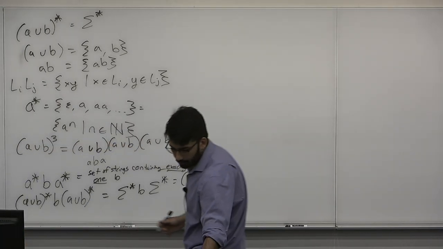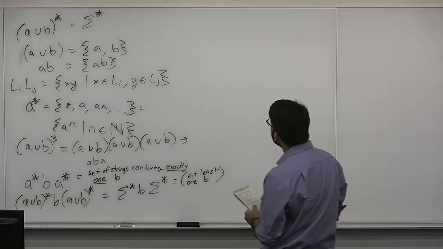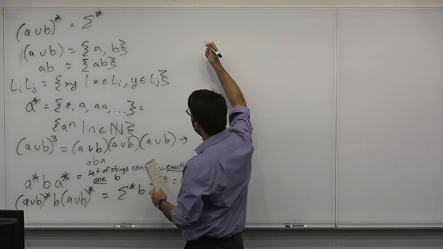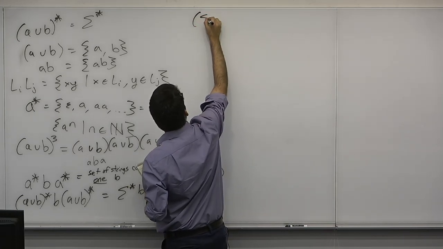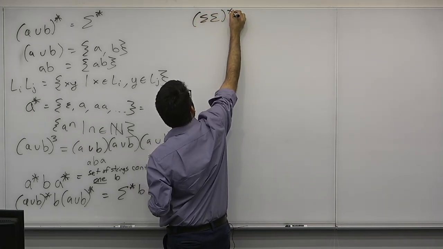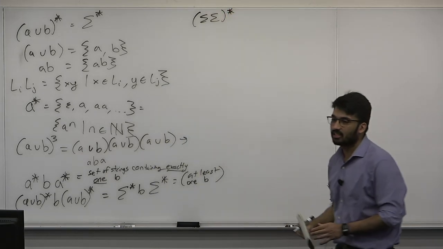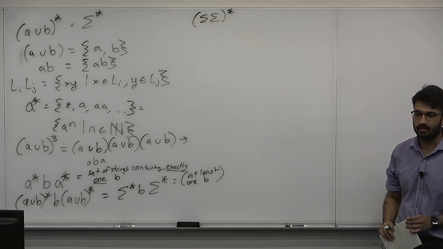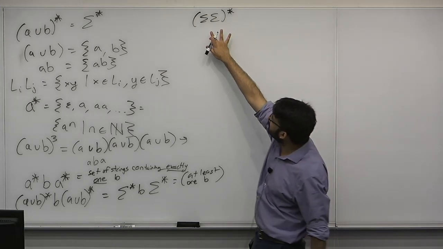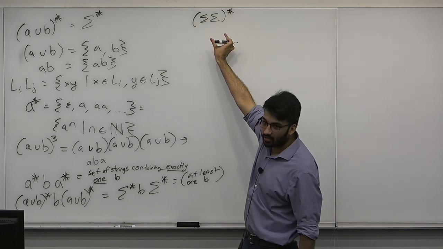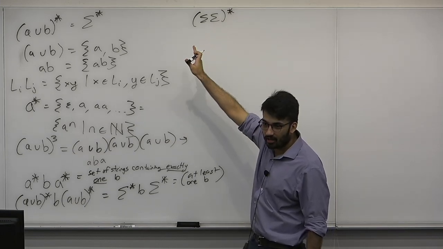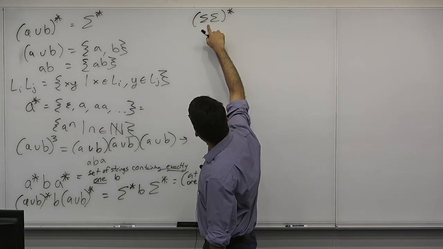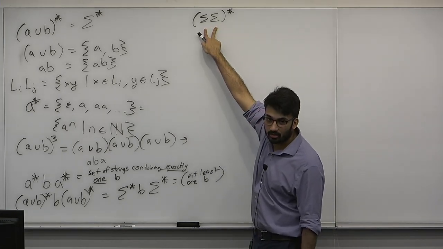Okay. So given that, what about, and I'm just throwing things out here, what about sigma sigma star? That's different than sigma star. All the strings are even length. Exactly. So sigma sigma is going to be something of length 2. Sigma is A union B, concatenated with A union B. So this is quite literally going to be any possible string of length 2, right?